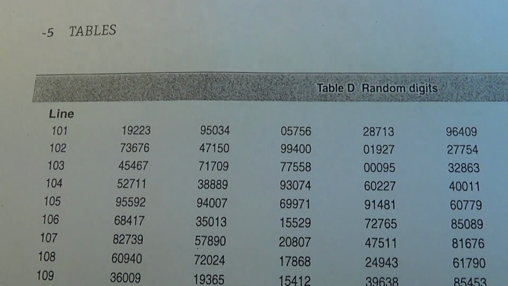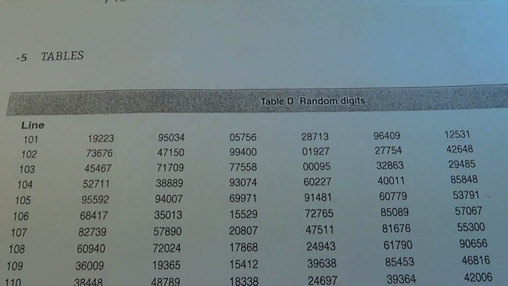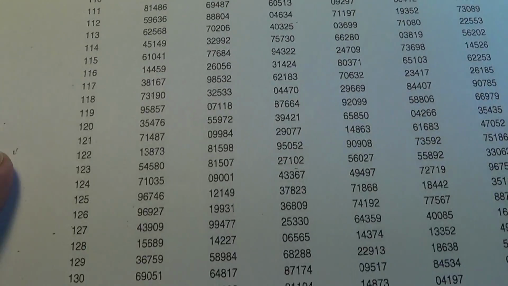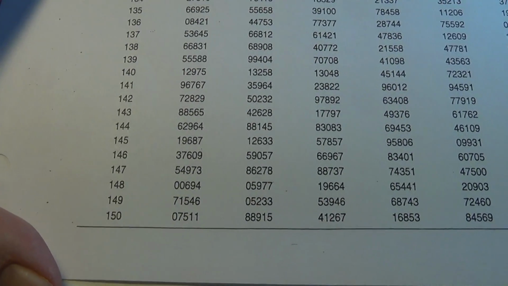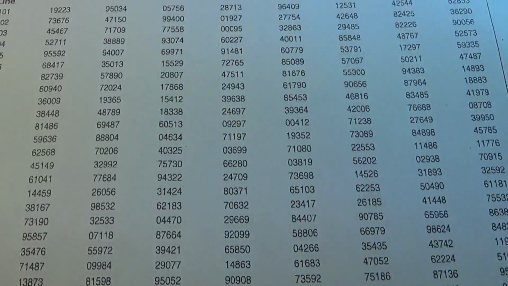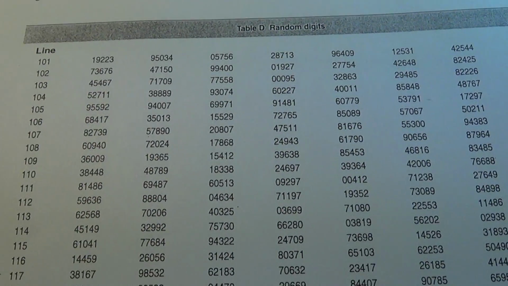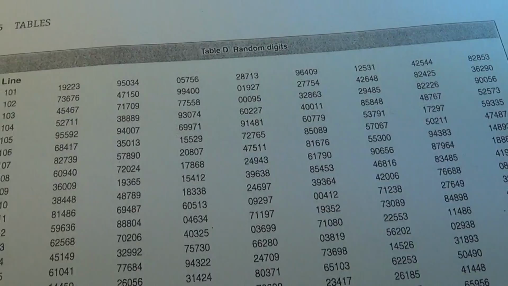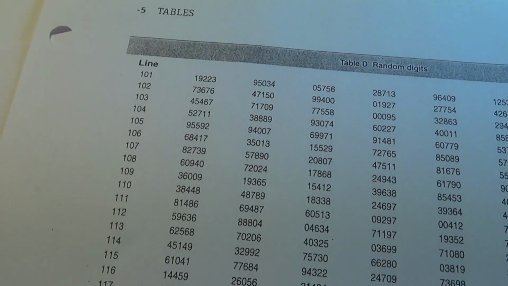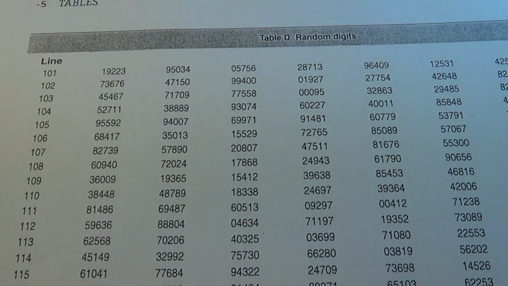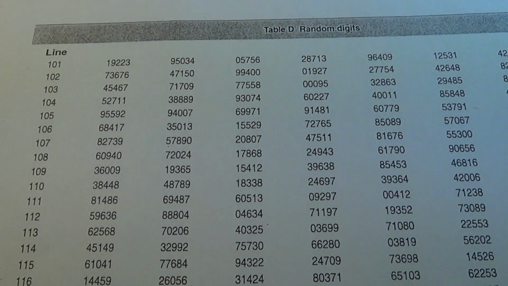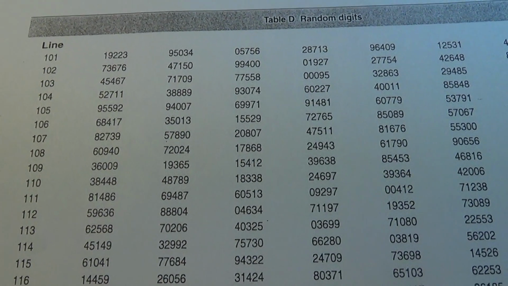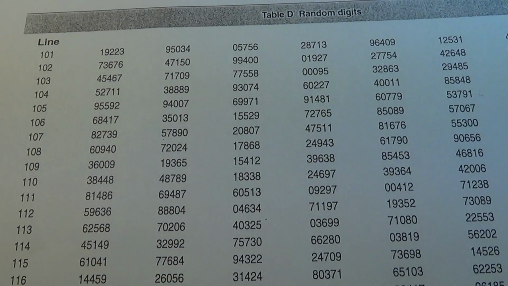and let's see if I get more light on it. All right, it starts at line 101, and it goes across and down from line 101 down to line 150. All these numbers are completely randomized digits. And let me show you how to use the table. Suppose that I want to find, let's go back to the example we can handle, that there's 20 people, and I'm going to give them each a number. 01, 02, 03, 04, and so on up to 20.